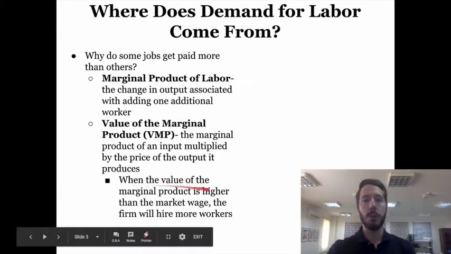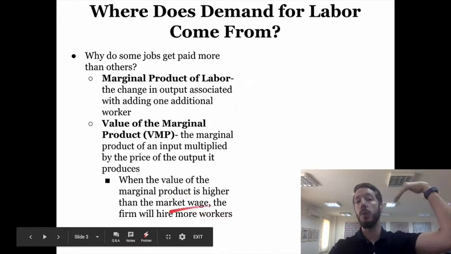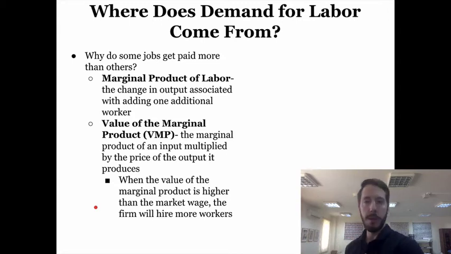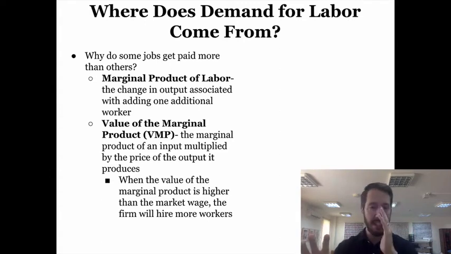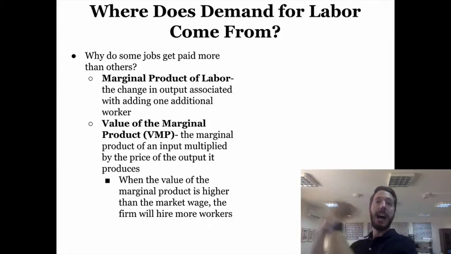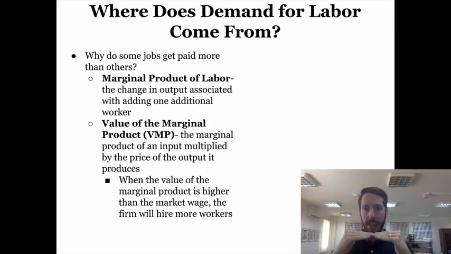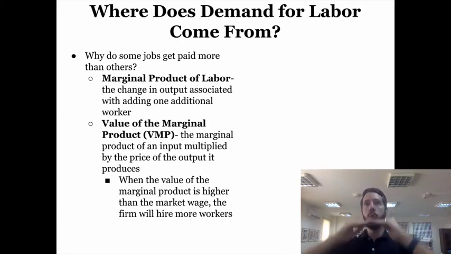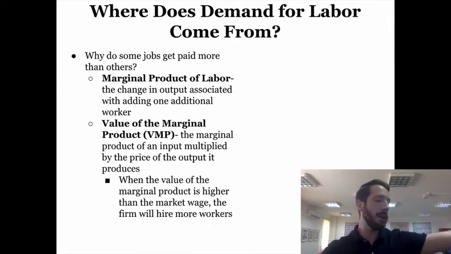So when the value of the marginal product is higher than the market wage, so the amount of money it takes to hire that person on a weekly, monthly, or yearly basis based on what the market says that person's wage should be, we'll talk about how that gets derived in a second, then you're going to hire more workers. So when the value of the marginal product is higher than the wages of that worker, you keep hiring them until the value of the thing they're producing hits market wage. Because again, you want to have as much output as possible, so you're making as much profit as possible if you're in a firm.